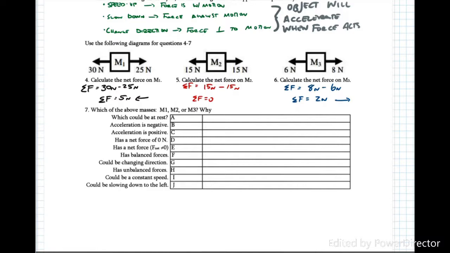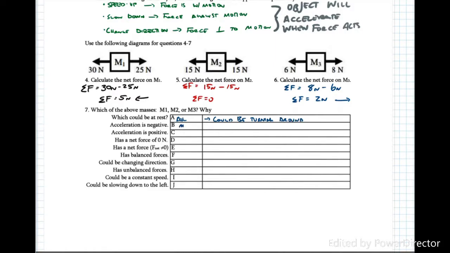Question 7 is going to ask how these masses behave and why. So we'll go through that. Which one could be at rest? They all could be at rest. It's tough. If mass 1 is changing direction, it's going to be temporarily at rest as it accelerates. Mass 2, if it's at rest, is going to stay at rest. Mass 3, if it's at rest, just like mass 1, would be changing direction. They could be turning around, changing direction.